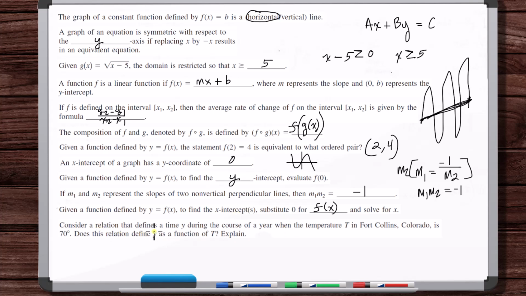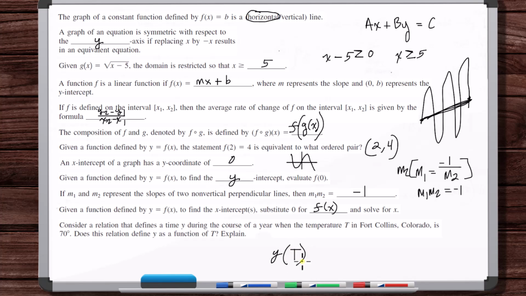Consider a relation that defines a time y during the course of a year when the temperature T in Fort Collins, Colorado is 70 degrees Celsius. Does this relation define y as a function of T? Explain. Okay. Consider a relation that defines a time y during the course of a year where the temperature T in Fort Collins, Colorado is 70 degrees. Okay, that's interesting. So, can you say y of T?